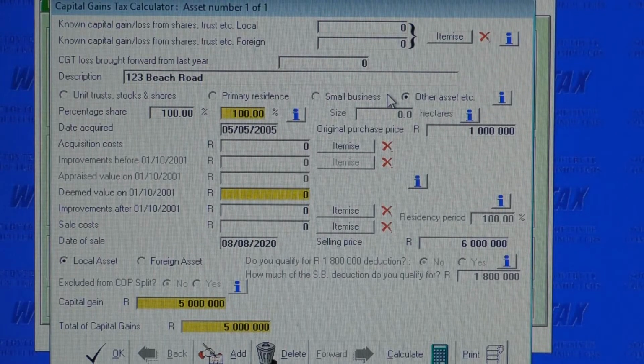Okay, here we have another asset, and we see in this example that we bought this asset in 2005 for R1,000,000 and sold it recently for 6 million. So our profit was 5 million. What if this had been a primary residence? All we have to do is select primary residence.